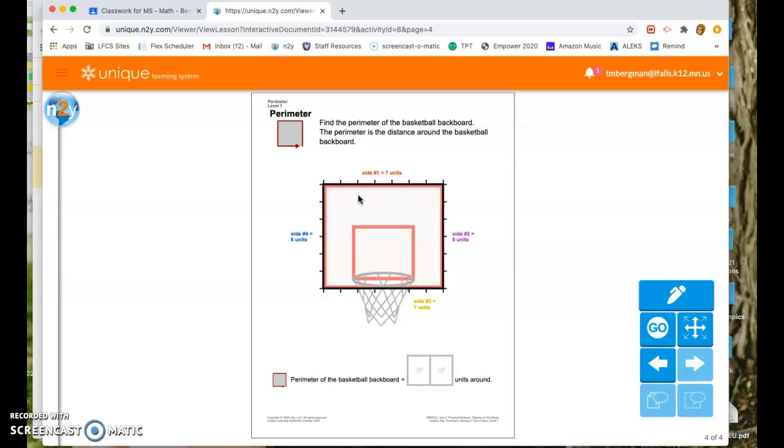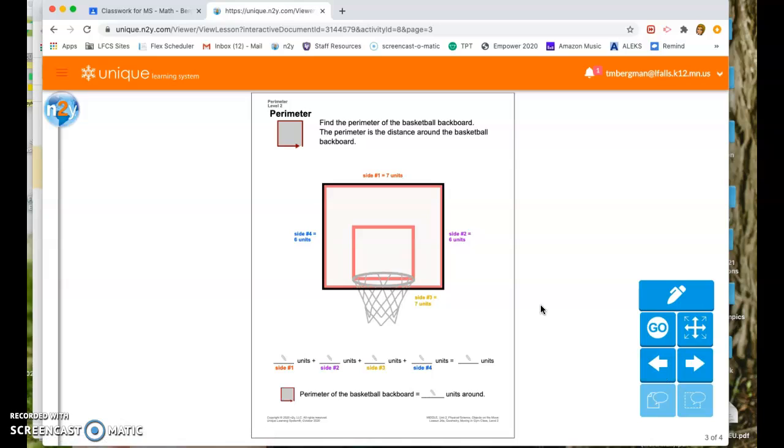7 plus 6 plus 7 plus 6. And you can use your calculator, add all of those up, and then you're going to put your total right here. So you're adding them up. 7, put it in your calculator, 7 plus 6 plus 7 plus 6. And then your answer is going to go here.